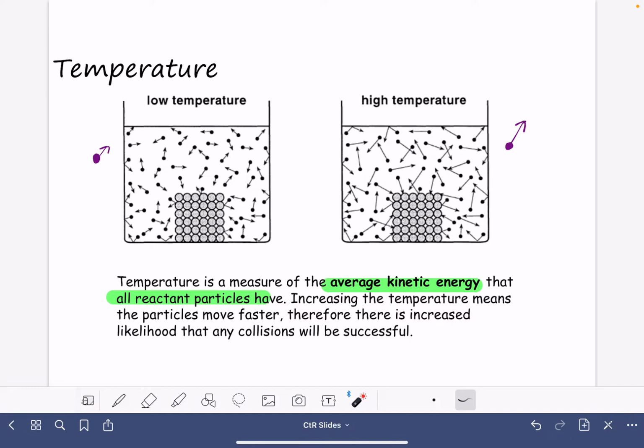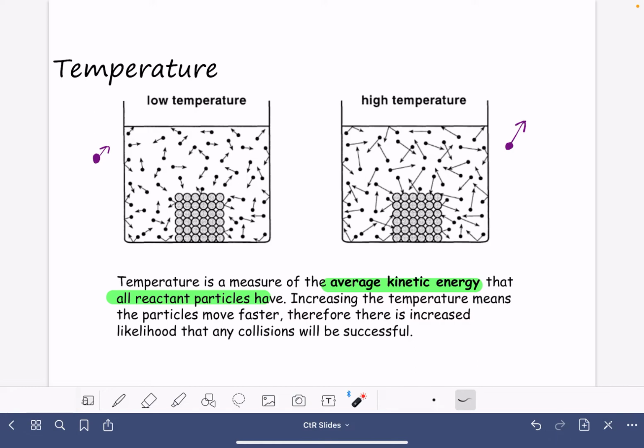Okay, so for the temperature, we're not actually increasing how many collisions there will be. We're increasing the likelihood of those collisions being successful. And that will become a bit more clear when we cover the middle section of today's revision, looking at activation energy.